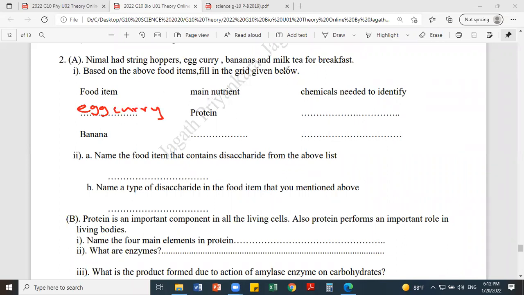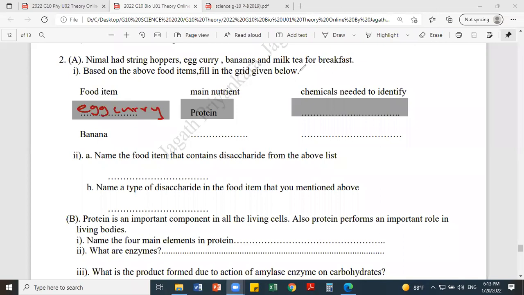The next one, banana. Then one more thing, the chemical needed to identify this. So the main nutrient is protein. What is the chemical needed to identify this in the egg curry? Egg white contains protein. Any volunteers? Chemical or chemicals? Actually, for protein you have to use two chemicals. Yes, Hiro, Bhatika, Rohini. Sodium hydroxide and copper sulfate. Very good, very good. Sodium hydroxide and copper sulfate.